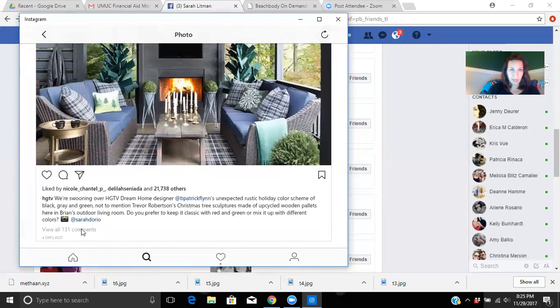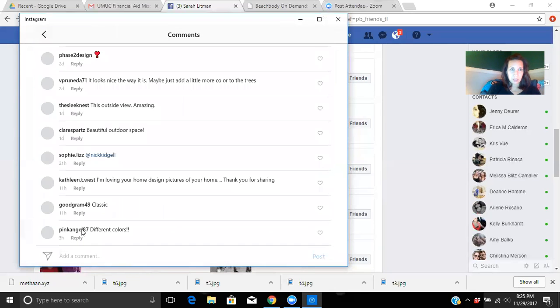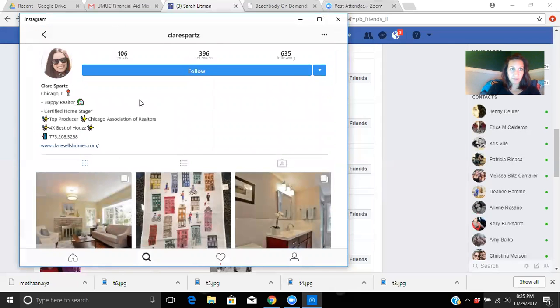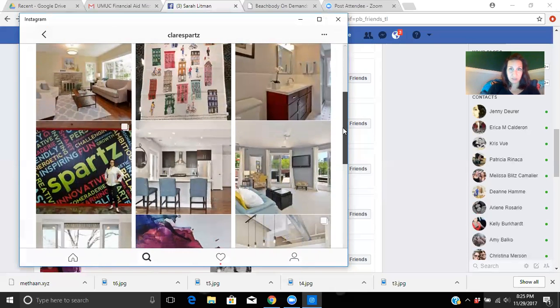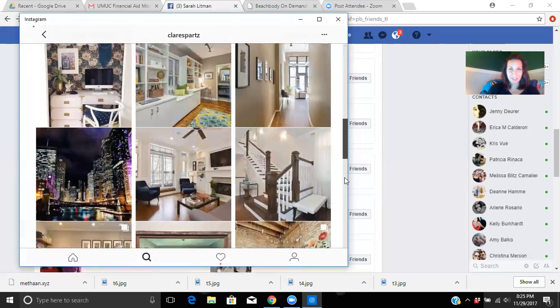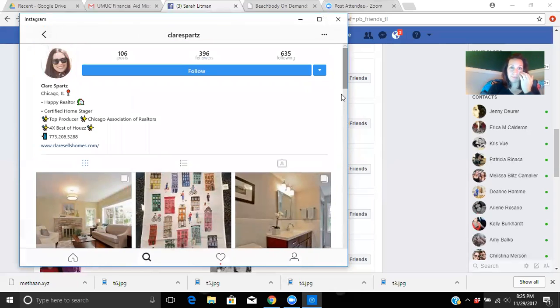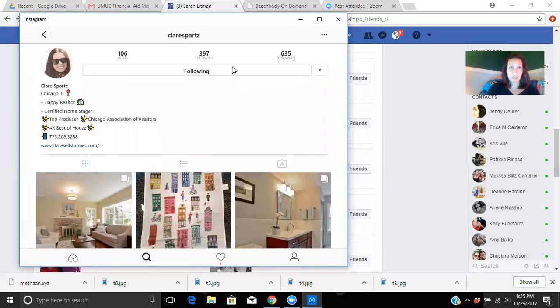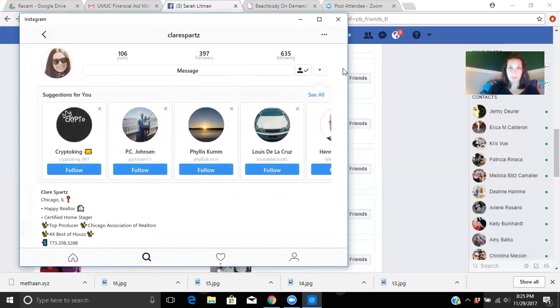And then you can look at the comments, see what people are saying, and look at those people. See if you would click with some of them, right? So this girl, she's a realtor. She's in Chicago. She loves staging. She loves decorating. I might have something in common with her. And those stairs are amazing. So I would follow her. I would like a couple of her pictures.